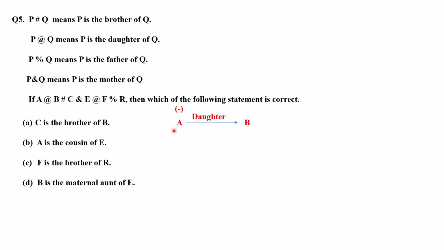Now first, A is a daughter, so I'm representing female with a minus sign and male with a plus sign. Here B is the brother of C. As B is a brother, he is a male. So from here I can say B will be the father of A, because A is the daughter, isn't it?